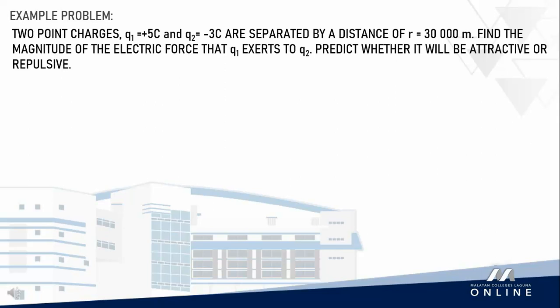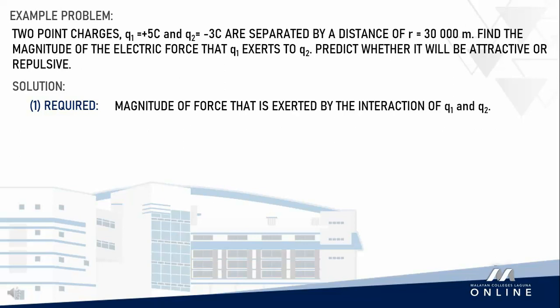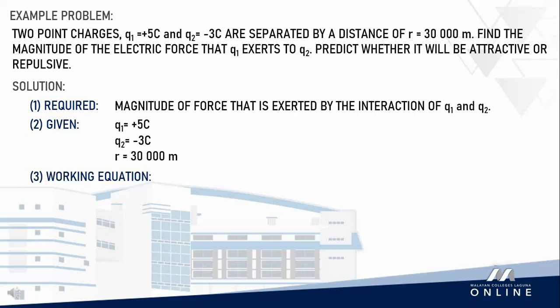Let us try solving this. As mentioned, this problem requires us to solve for the magnitude of force between Q sub 1 and Q sub 2. The individual charges and the distance that separates them are also given. The working equation we will use is Coulomb's law, which is equal to k times the product of the two charges, all over the square of the distance between them.